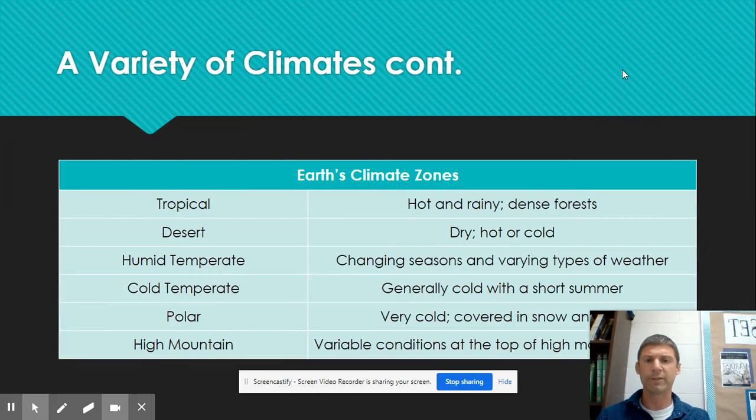We're going to talk about climate zones now. This is definitely in your notes. There are these different climate zones here, 6 of them mentioned. And there's also other ones that it gets really confusing. There's humid subtropical, but kind of the main categories here are tropical, which we've all heard of before, rainy, humid. Then there's desert. Very, very dry.